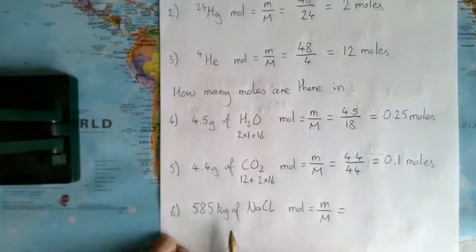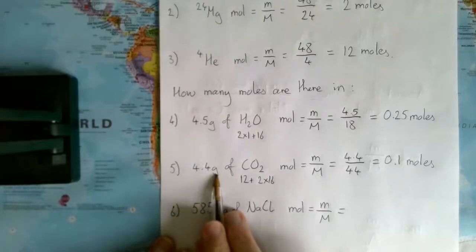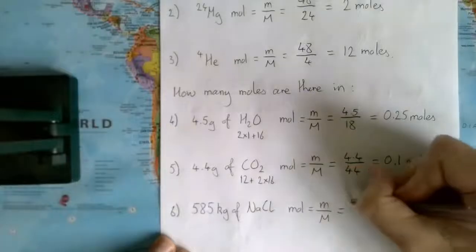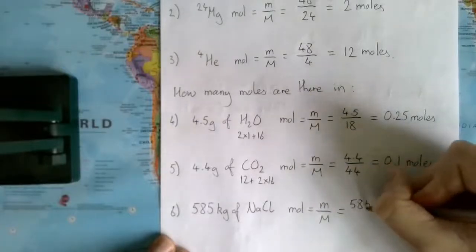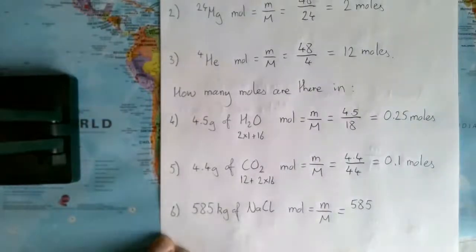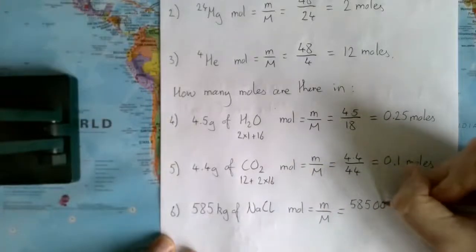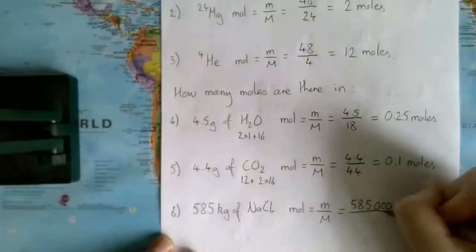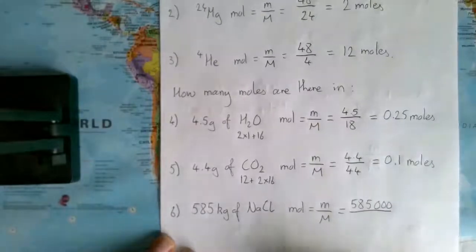Right, there is something you have to be careful of here. This is the examiner's favourite trick. We've been using grams, but here the question is given to you in kilograms. So it's 1,000 grams per kilogram. So it's 585,000 grams. And they do this and people panic and they think the number can't be as big as it is.